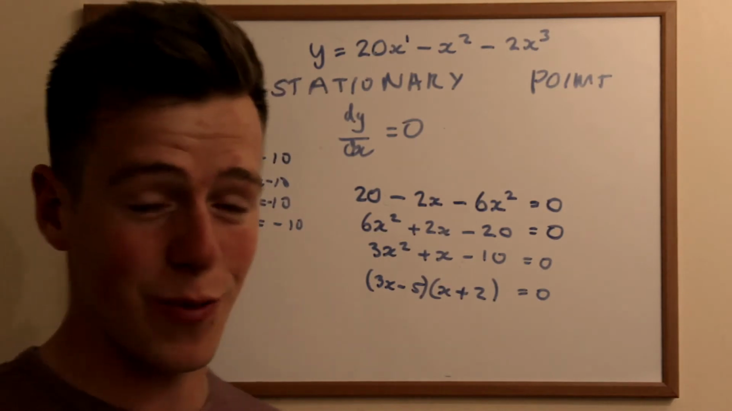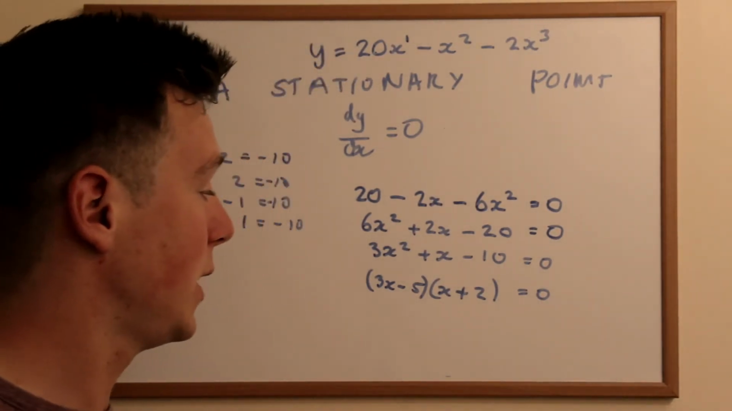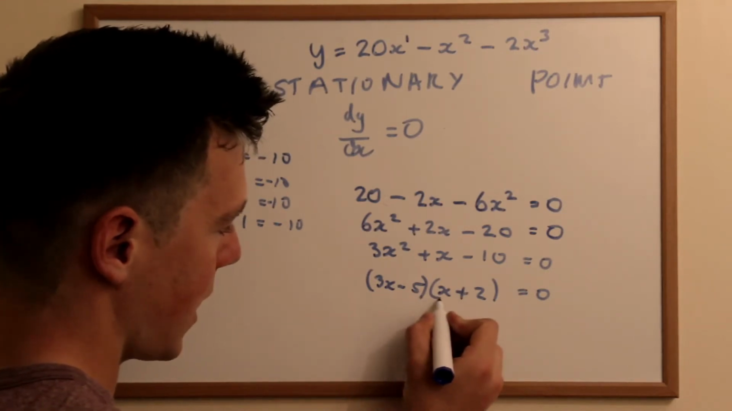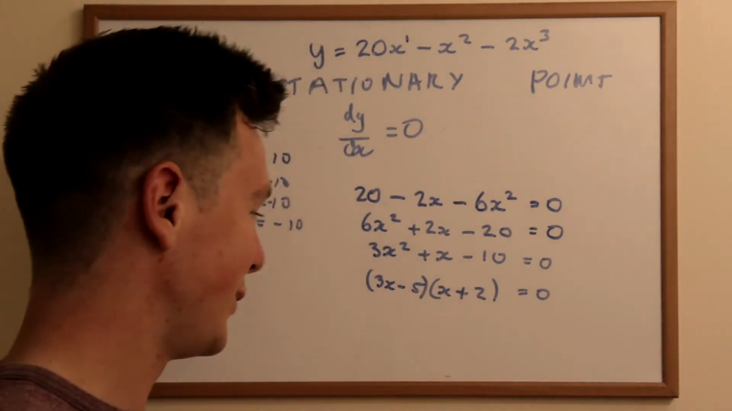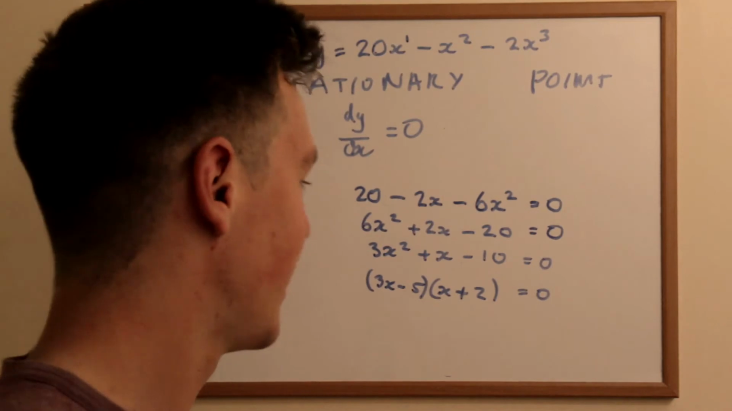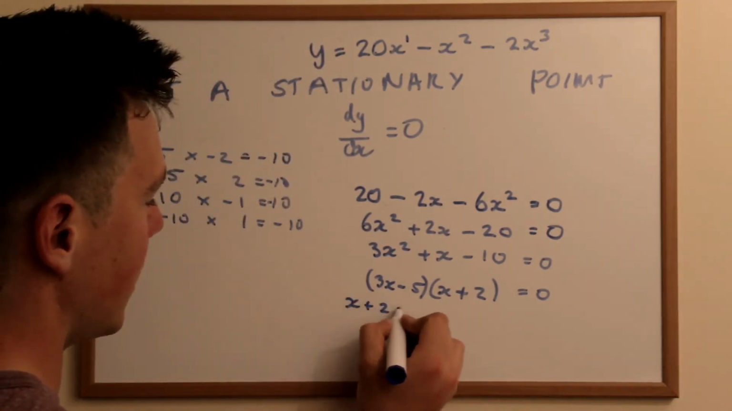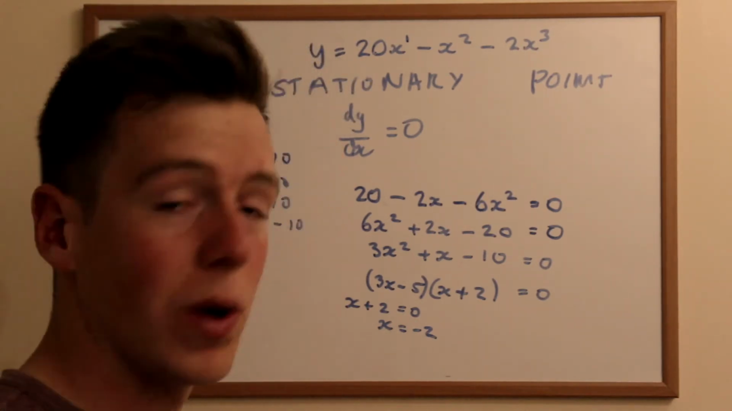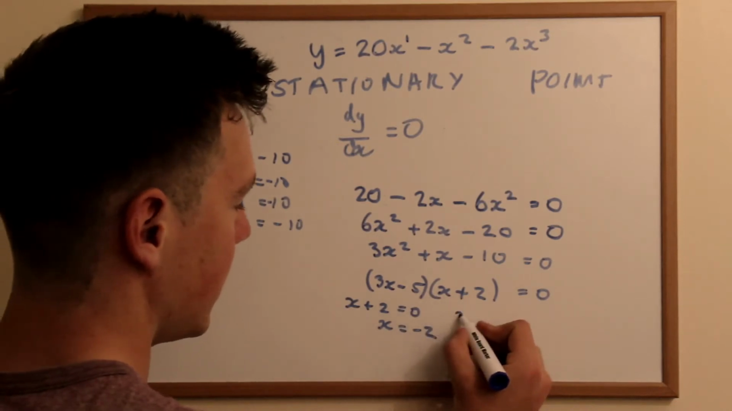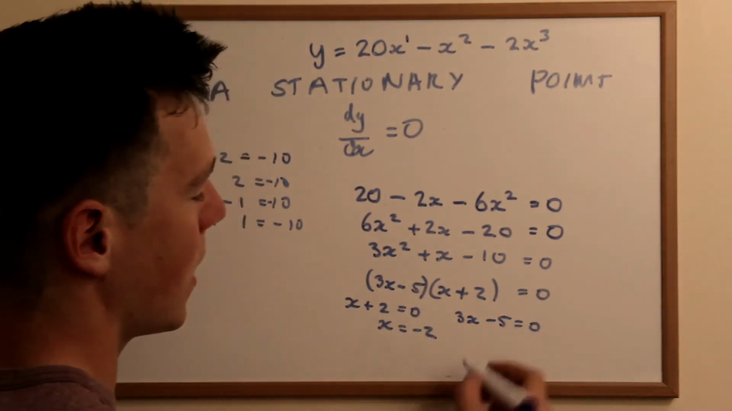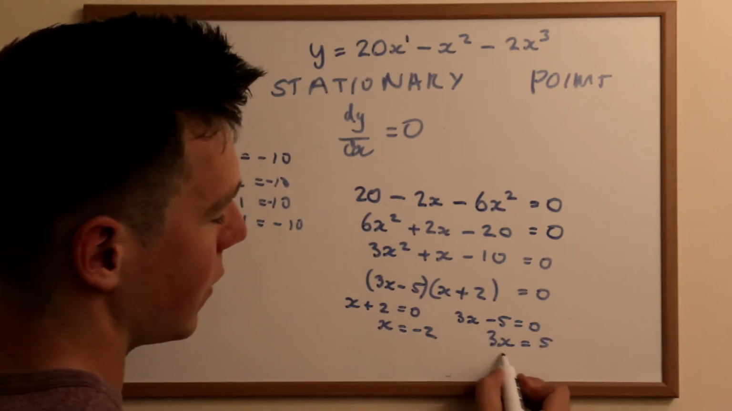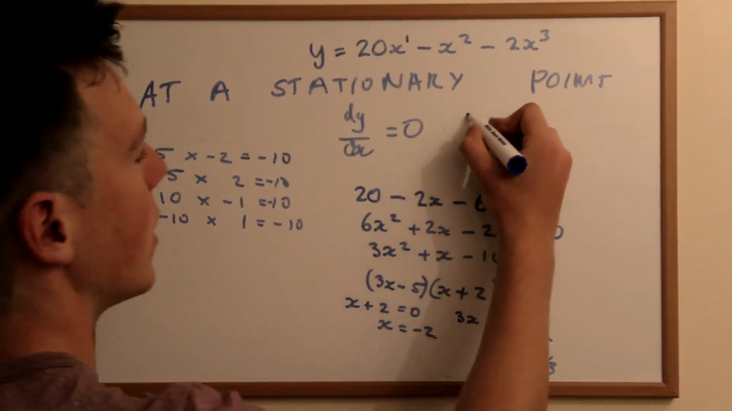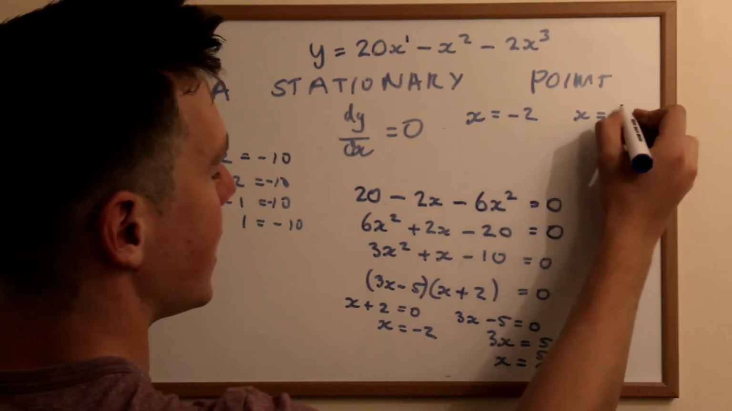So to work out what values of x are going to be, we need to basically find them out by saying this bracket is equal to 0 and this bracket is equal to 0. Now, why do we do that? Well, 0 times 0 equals 0. So we have x plus 2 equals 0, so that you can minus the 2 and say x equals negative 2. So that's one x value of one of the stationary points, and the other 3x minus 5 equals 0. 3x equals 5. We can divide the 3 out. X equals 5 over 3. So we've got the two x values of our stationary points.